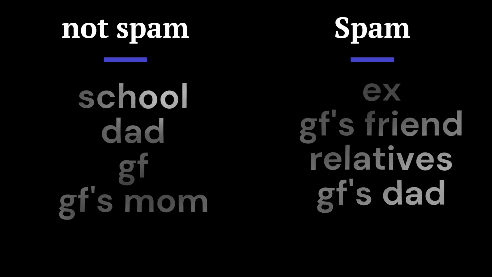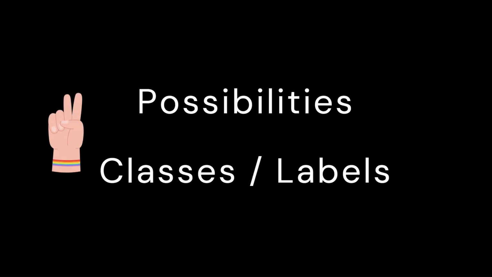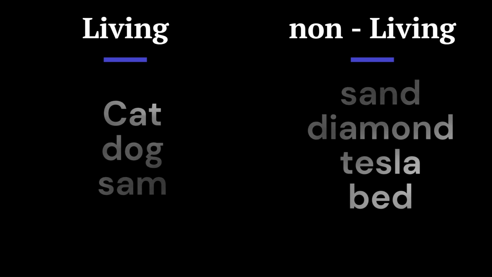And if the email is spam, the input email can be either a spam email or not a spam email. So over here, we only have two possibilities, two labels or classes. In a similar way, if you want to check whether a thing is a living thing or not, there also you are going to add only two classes. First one is a living thing. Second one is not a living thing.